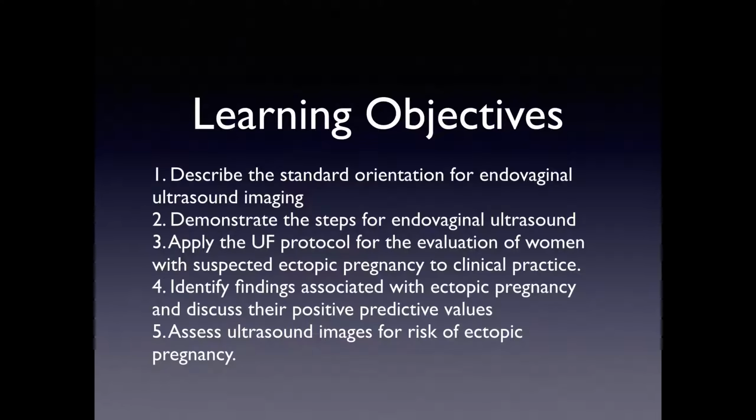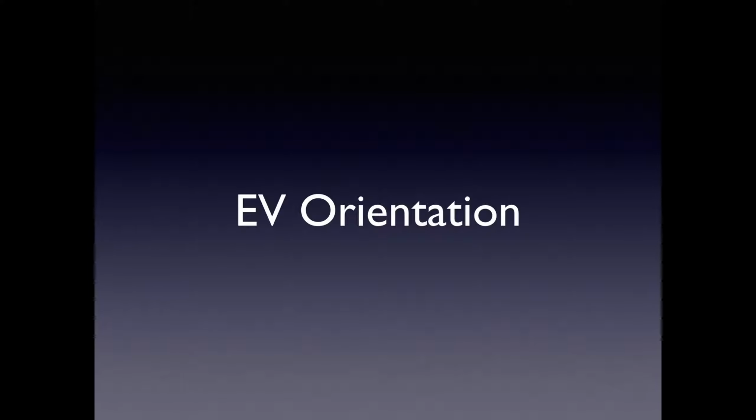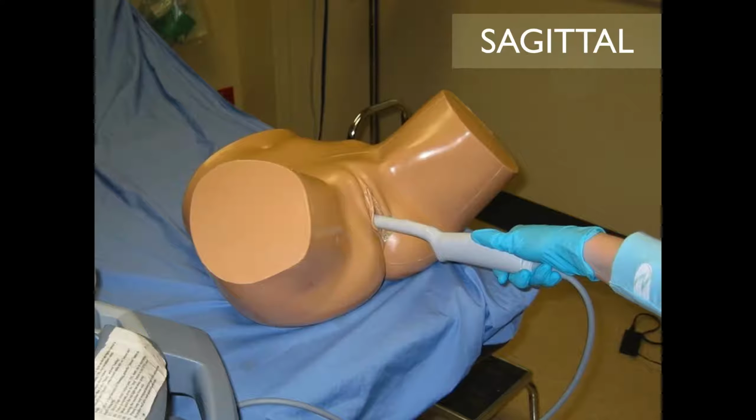Let's go over endovaginal orientation first, which can be a little bit confusing at times. Here's a patient model in the standard lithotomy position. Note that the transducer indicator is pointing upwards or towards the anterior aspect of the patient. Oftentimes, if you're holding the transducer like a gun, your index finger will be resting on the trigger and your thumb will be alongside the upper part of the transducer where the transducer indicator lies.